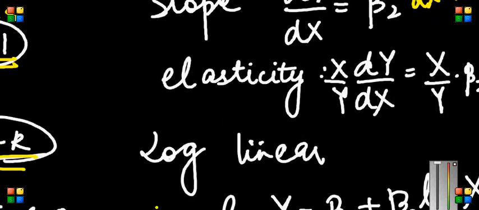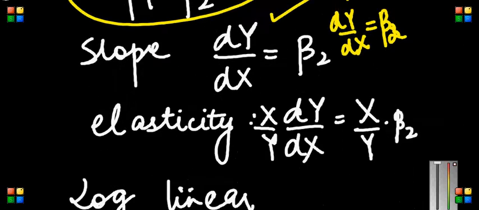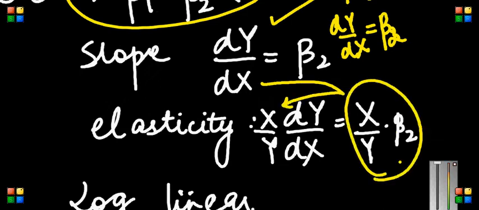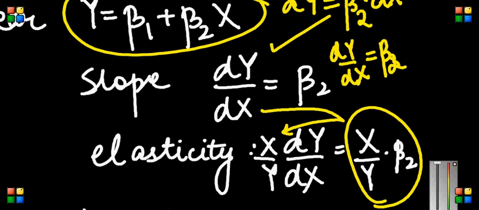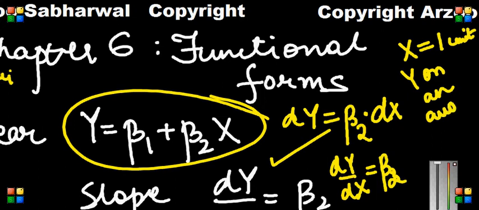Elasticity of anything is given by x by y times dy by dx. So I multiply dy by dx with x by y, and I get this as the formula. Okay. So now what is its interpretation? Beta 2's interpretation is that if I change x by 1 unit, then y on an average, this word is very important, average, would change by beta 2 units.